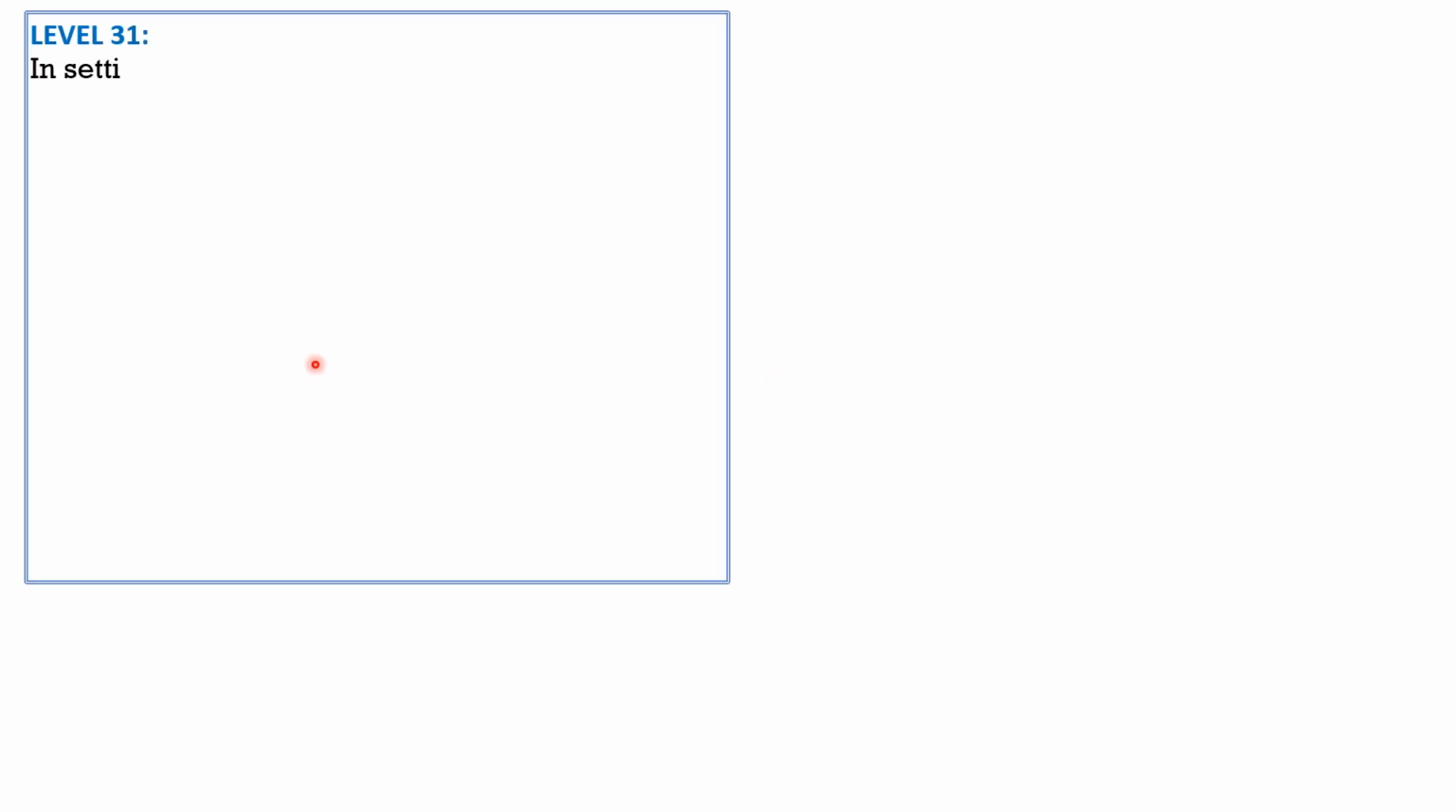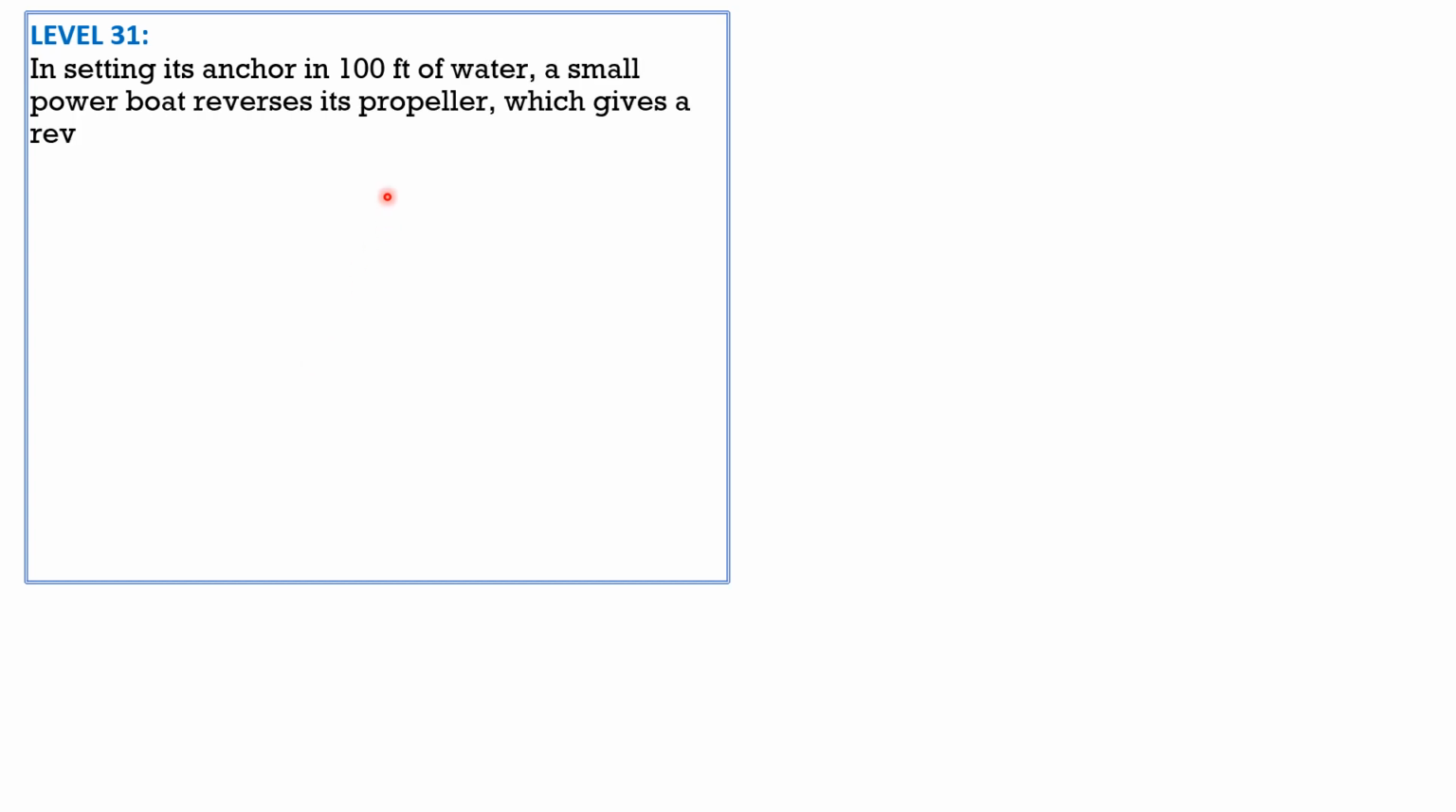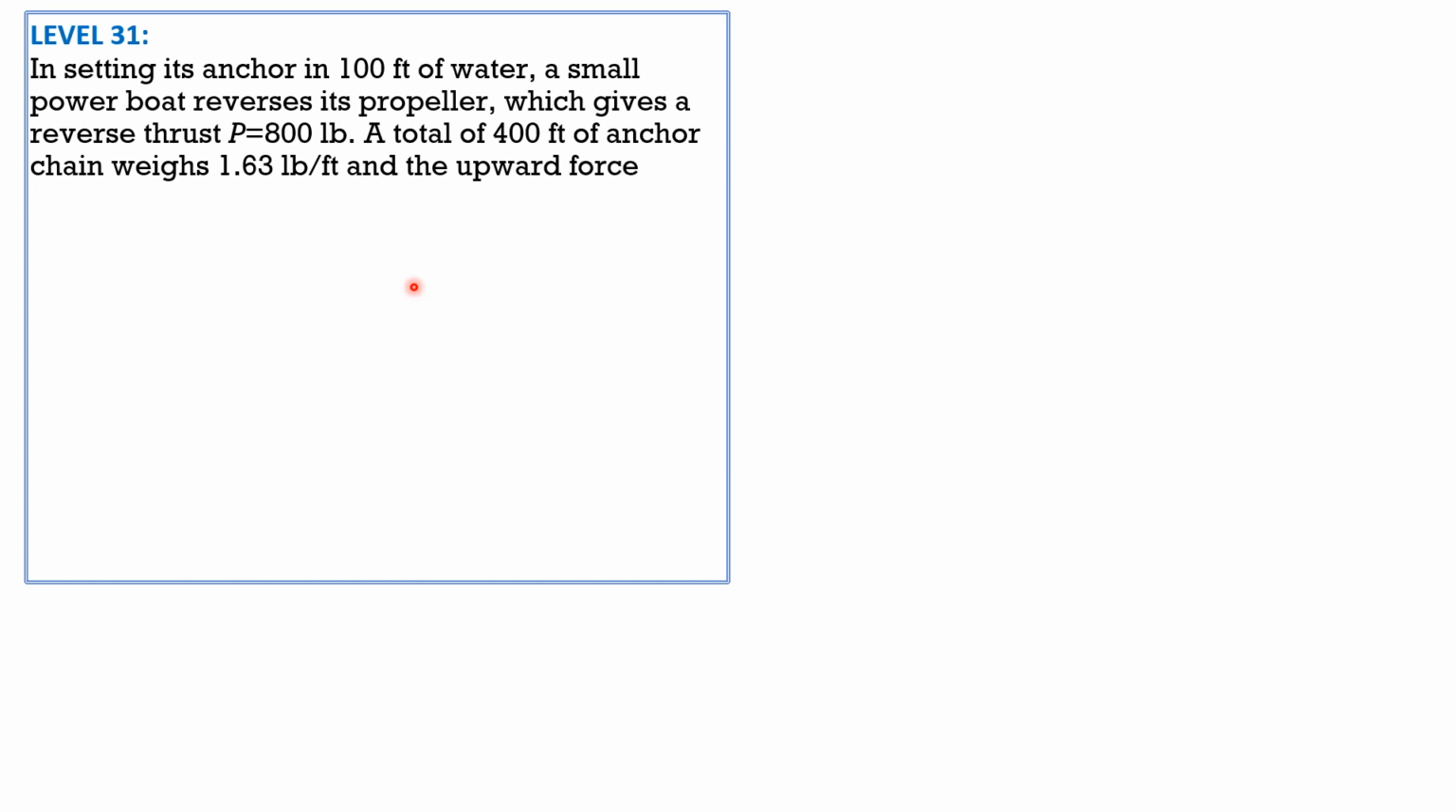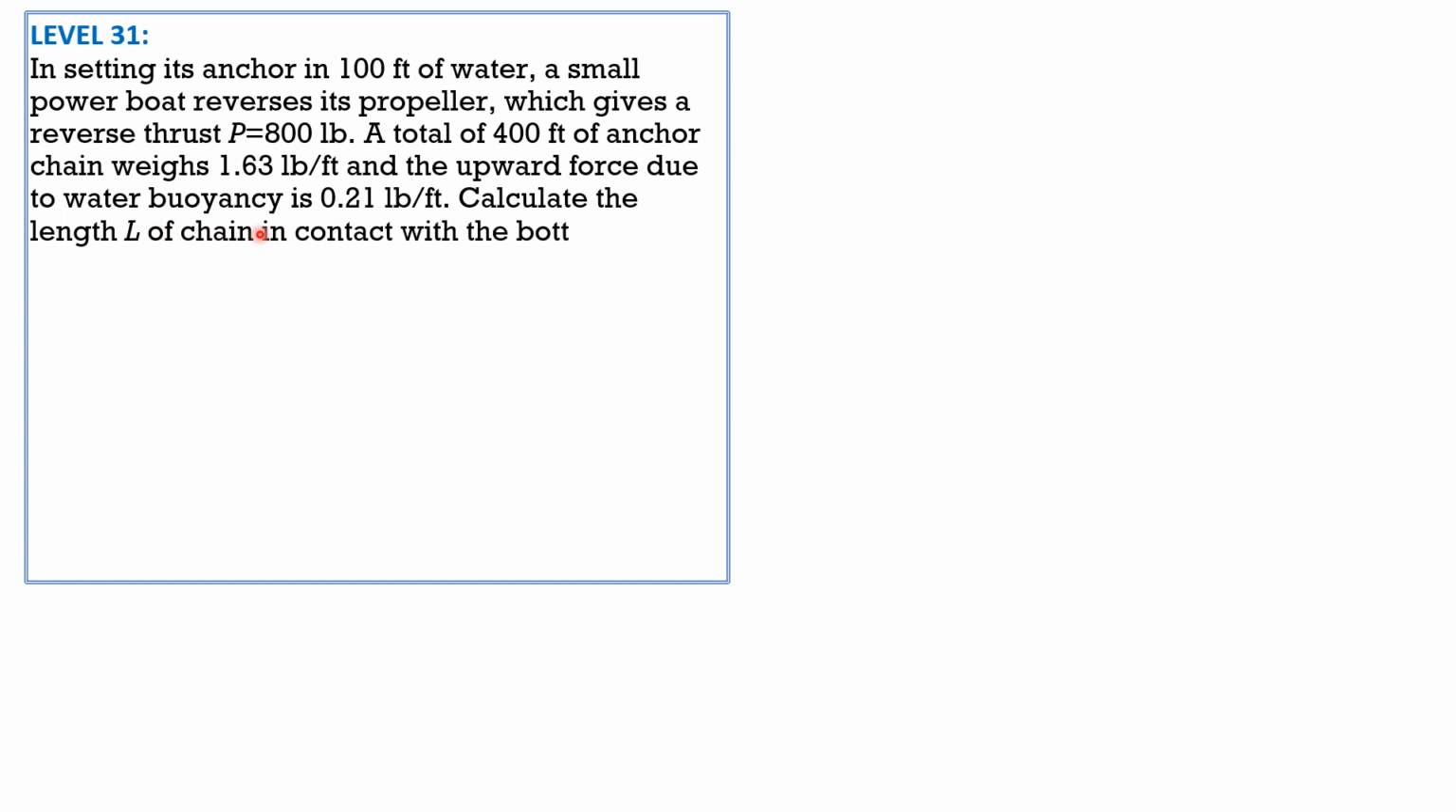Level 31 problem: in setting its anchor in 100 feet of water, a small powerboat reverses its propeller, which gives a reverse thrust of 800 pounds. A total of 400 feet of anchor chain weighs 1.63 pound per foot, and the upward force due to water buoyancy is 0.21 pounds per foot. So calculate the length L of chain in contact with the bottom.